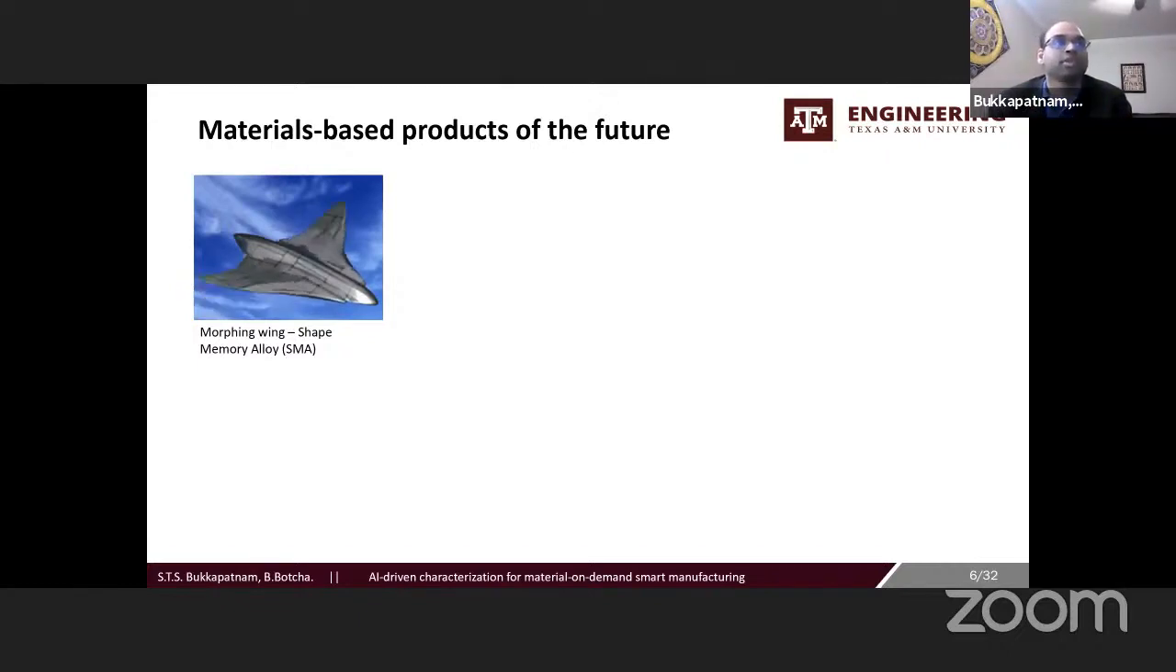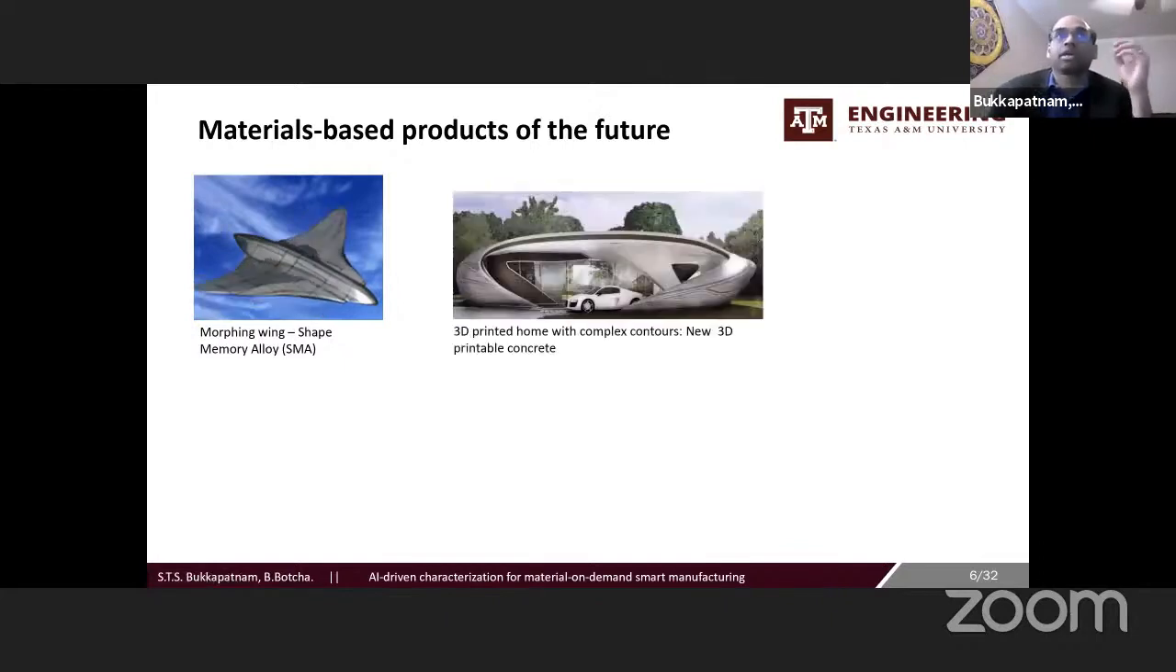What you're seeing here is basically a morphing wing of the next generation aircraft. And this whole wing of the aircraft is a single piece, except that some parts of this aircraft have a special shape memory alloy material tailored to create that kind of an actuation. And similarly, you can look at 3D printed homes. You can look at the next generation of complex concrete, whereby you can actually endow the right kind of property at the right location so that it behaves appropriately for this whole construction.